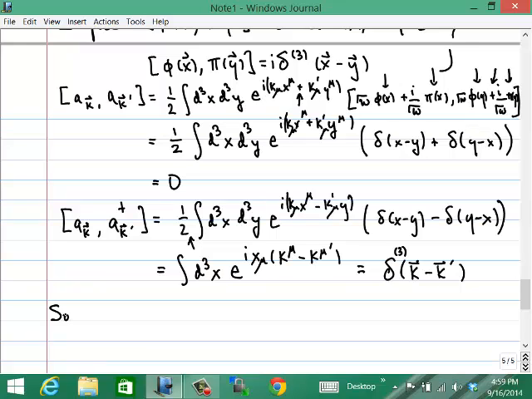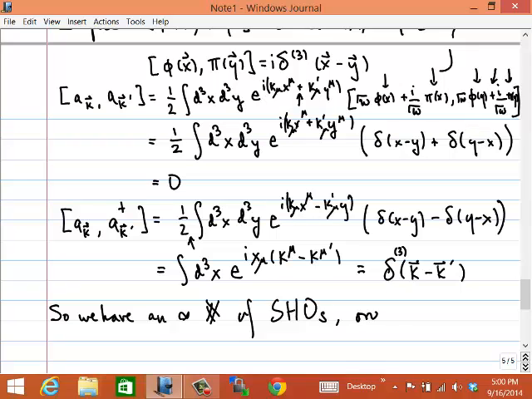Okay. So just to conclude, we have an infinite number of simple harmonic oscillators, one for each momentum k. And we saw that the simple harmonic oscillator algebra, which was something that I just sort of pulled out of a hat last week, is actually something that follows in a completely straightforward way from the quantization of a free real scalar field theory once you impose the canonical commutation relations of quantum mechanics.